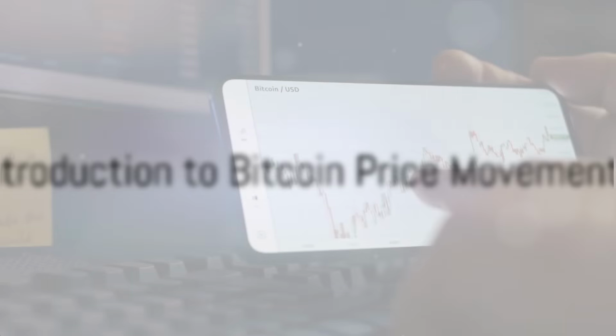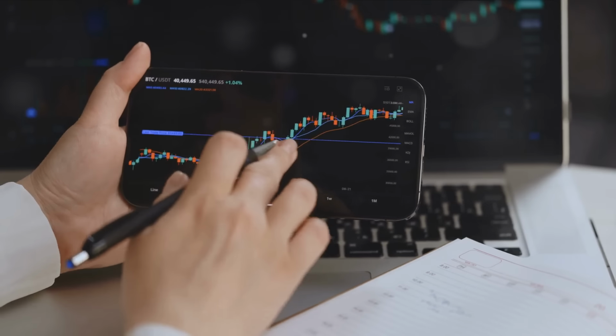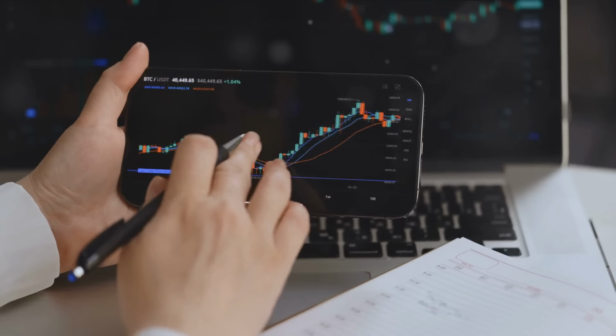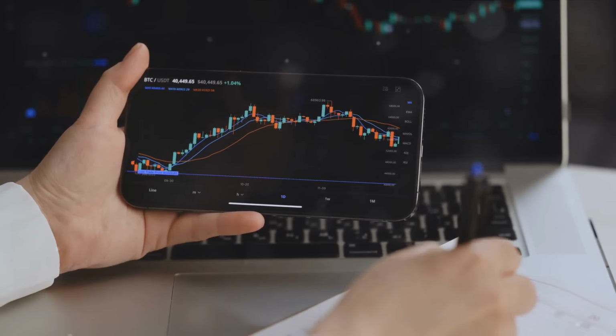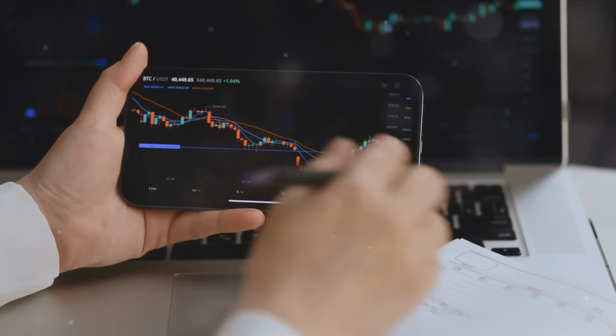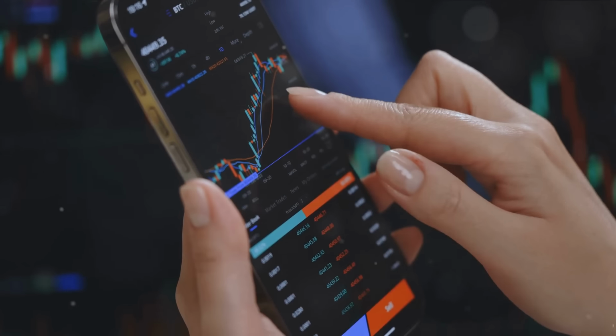Have you ever wondered how Bitcoin prices move and what influences these fluctuations? The answer lies in its very nature. Bitcoin, as many of you know, is a decentralized currency. This means it doesn't have a central authority like a government or financial institution controlling its value or supply. Instead, its price is determined by the market, influenced by supply and demand dynamics.